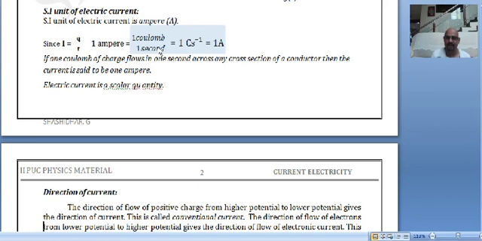Very simple. Current flowing is said to be 1 ampere if 1 coulomb of charge flows through any cross section of the conductor in 1 second. 1 coulomb per second is called 1 ampere. 1 coulomb of charge flowing through any cross section of the conductor in 1 second, then the current is said to be 1 ampere.